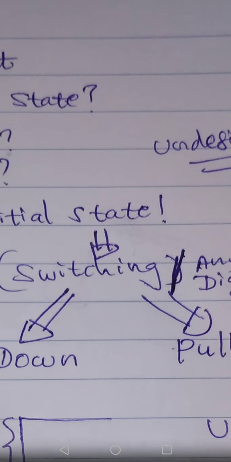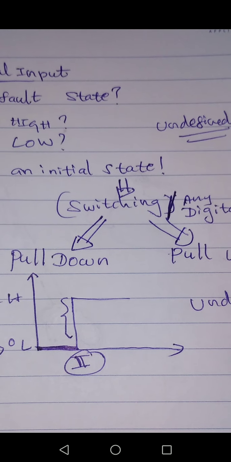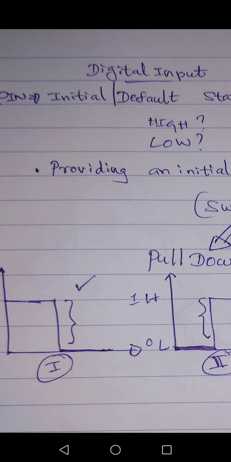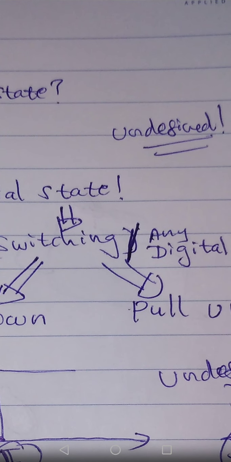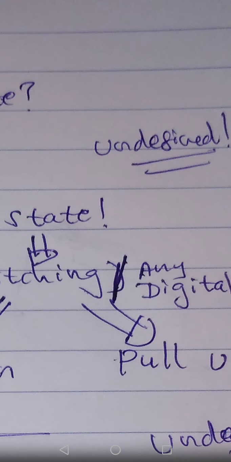So the problem is, if we are connecting any digital input source, or sensor, or switch, or anything to a particular pin so that we can read the digital input value of the source, first we cannot have that pin in an undefined state at the beginning. That means before the sensor is connected, or before the input is coming to the pin, the pin cannot be in an undefined state. You should understand that.